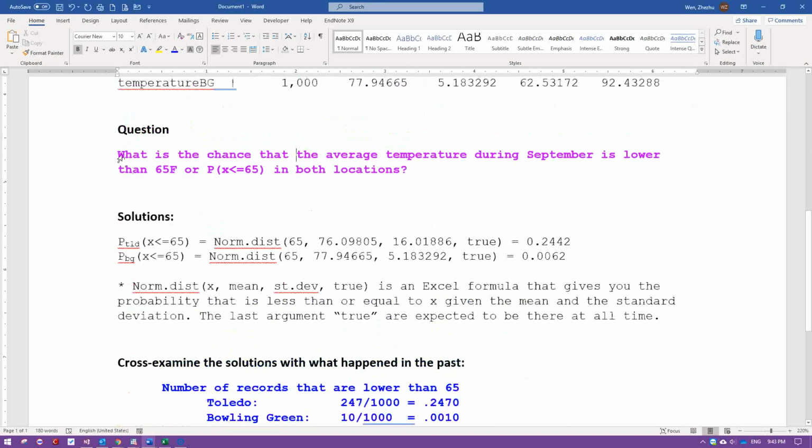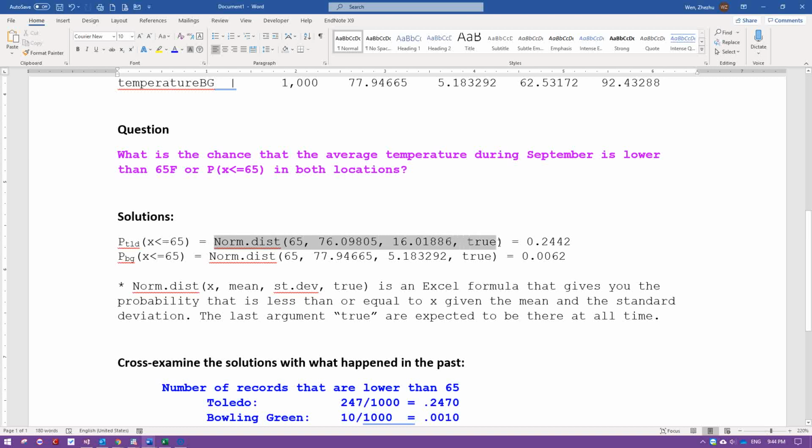What is the chance that the average temperature during September is lower than 65 Fahrenheit in both locations? So it's very easy. In fact, if you use Excel as a calculation tool, you can just feed in this formula into Excel. Okay, let me do it. The first calculation is for Toledo. Okay, Toledo, temperature less than 65.